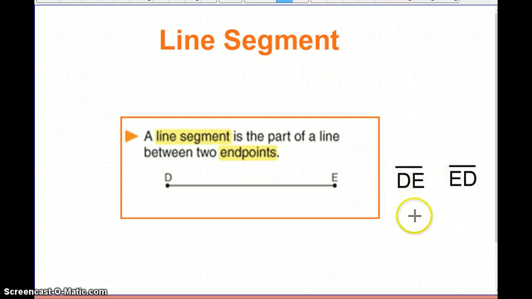Okay, so we would write it similarly to how we write a line, but you'll notice that there are not arrows at the ends, and that's because it's a segment, it does not go on forever. So you simply have to just do a straight line on top. So we would name this line segment DE or ED, okay?